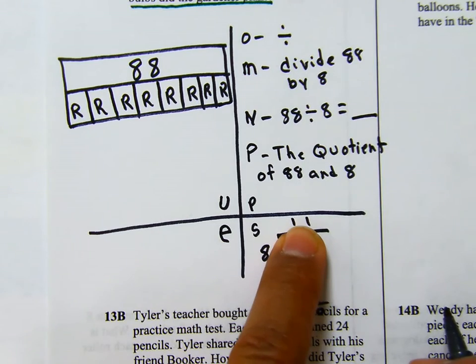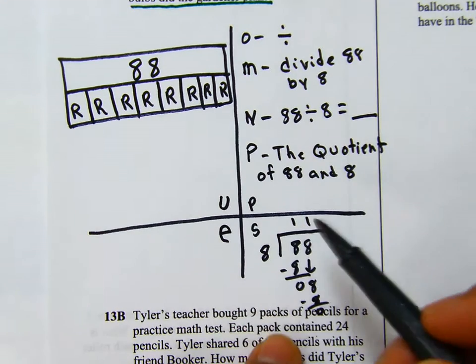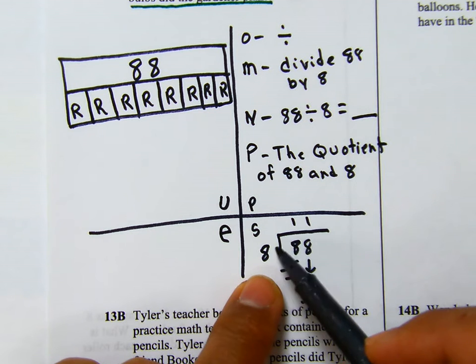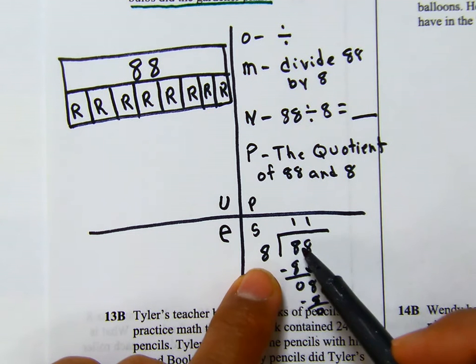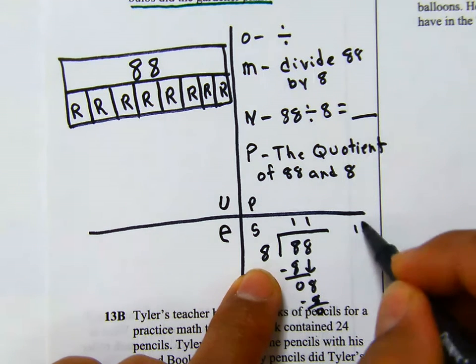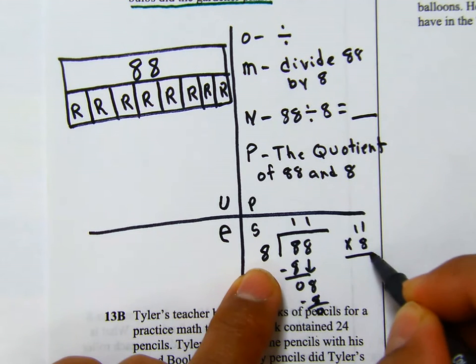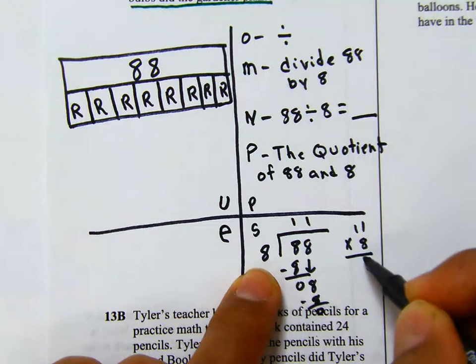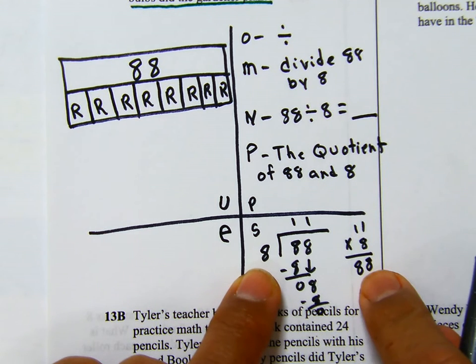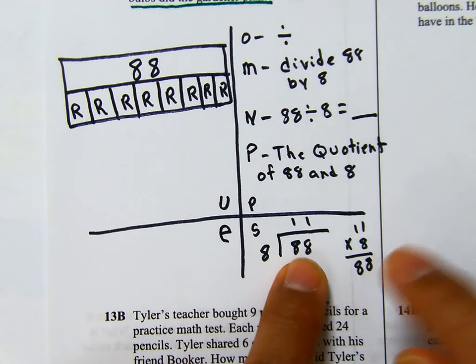I can double check that to see if I got it right. If I multiply my quotient and my divisor, I should get my dividend. So 11 times 8: 1 times 8 is 8, and 8 times 1 is 8. So we get 88. So I know this checks out.